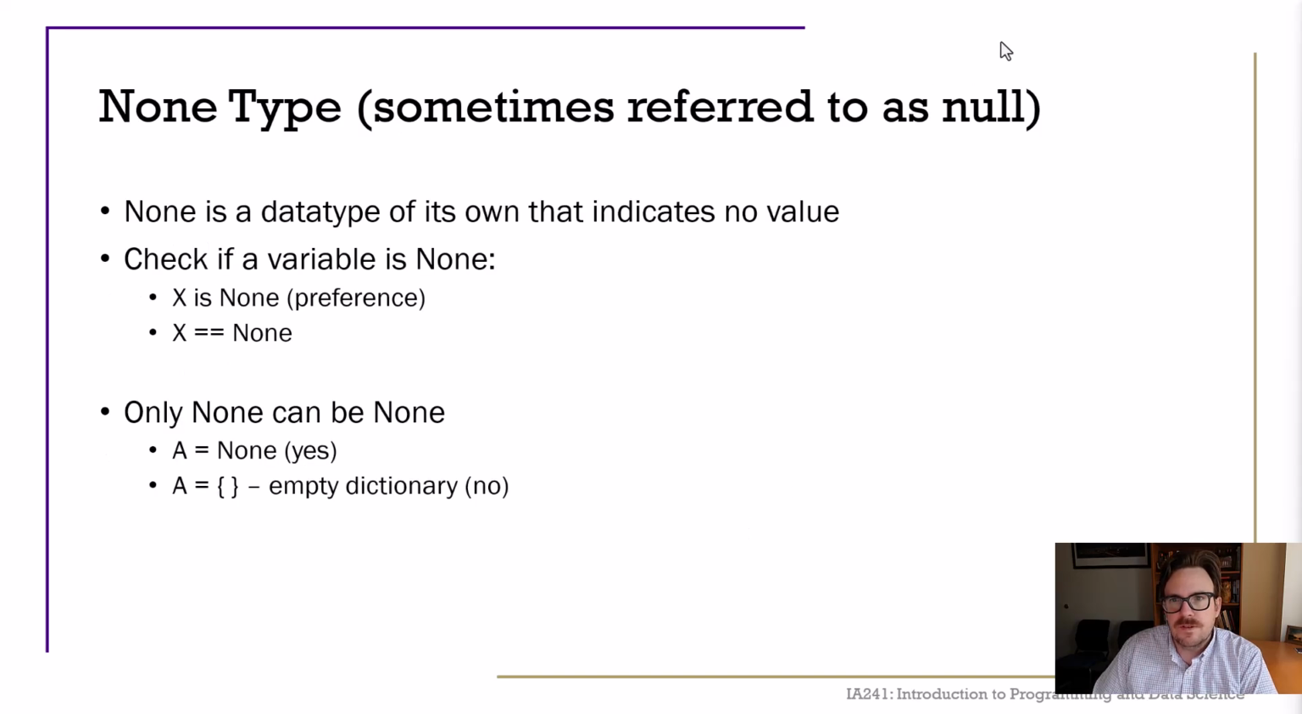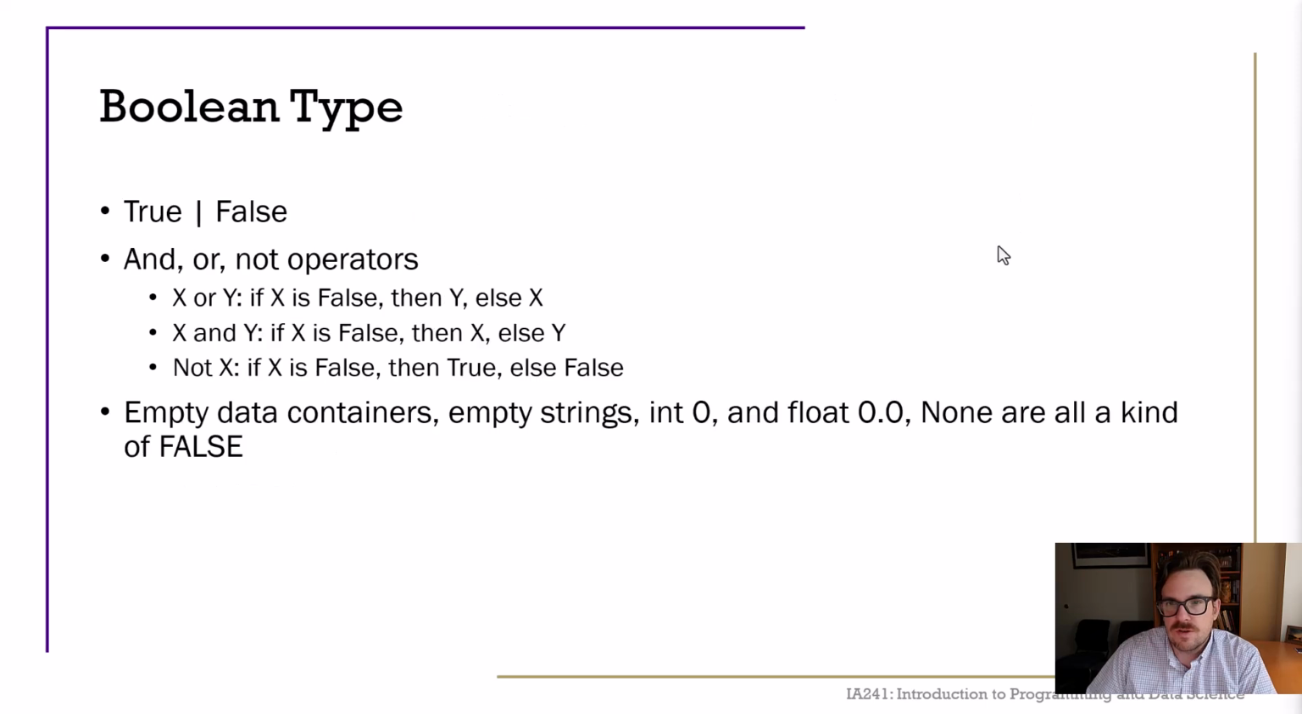So None, sometimes referred to as null. None is a data type in itself, right? We use it to check if a variable has the value of None. We can do that in two different ways. We can say x is None, or we can say x equals None, as indicated with two equal signs. Getting philosophical, only None can be None, right? x equal to 0 would still have the value of 0. a is equal to None is correct. A variable with an empty dictionary is not a null or None type value. It is simply an empty dictionary. So there are differences, and this is going to be important when we get to the control structures that we're going to be talking about.